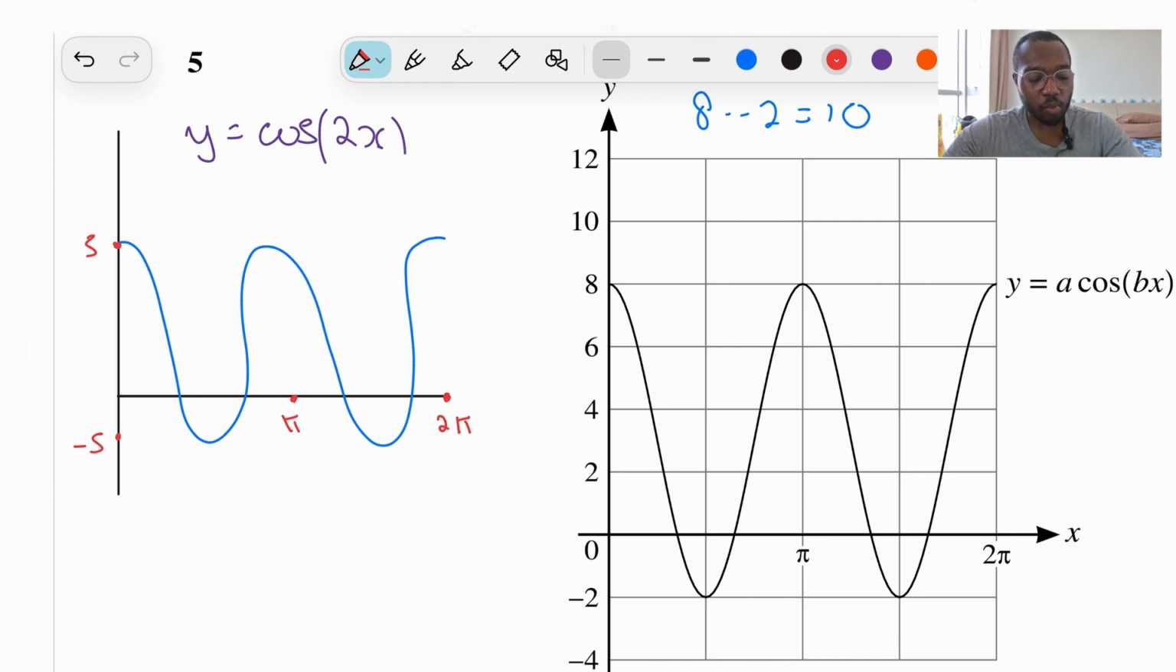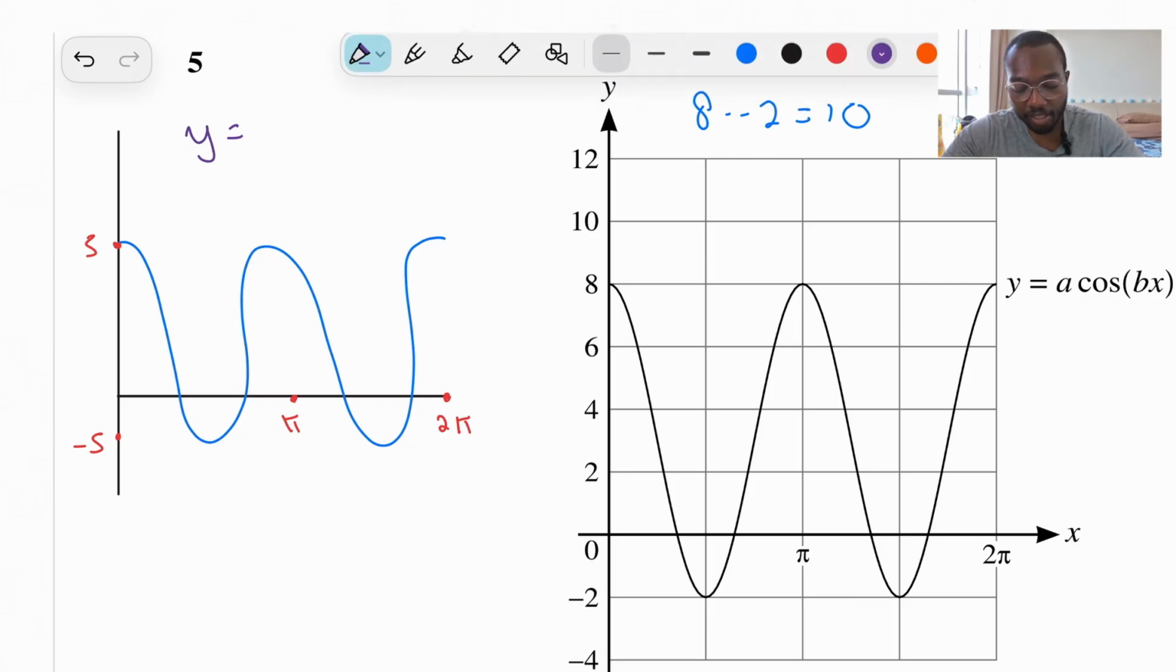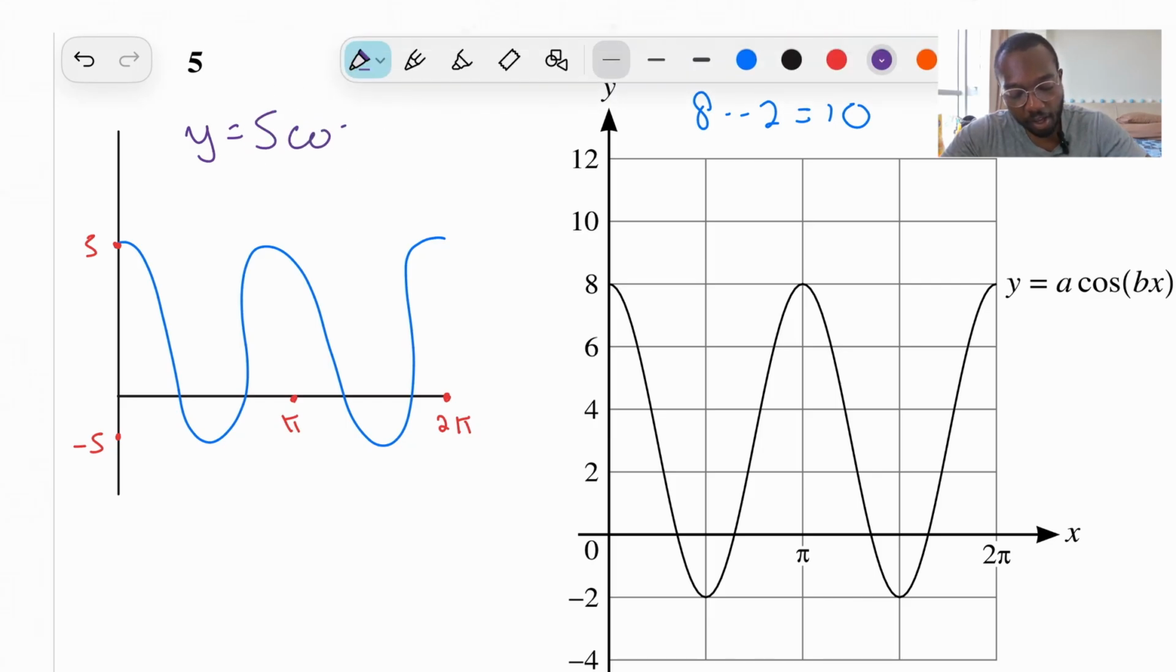So now these y values, our maximum will be 5 and our minimum will be -5, and this will now change to y equals 5 cos 2x. Okay, let me just make that look a bit better. Y equals 5 cos 2x. So now we've got y equals 5 cos 2x, okay? And now we've got that difference of 10 in the y direction.